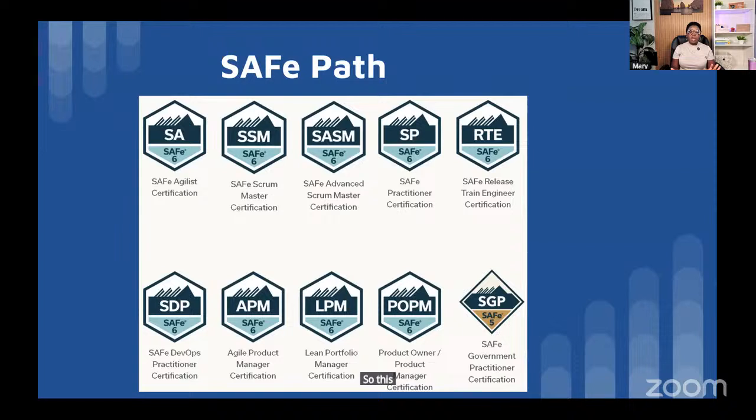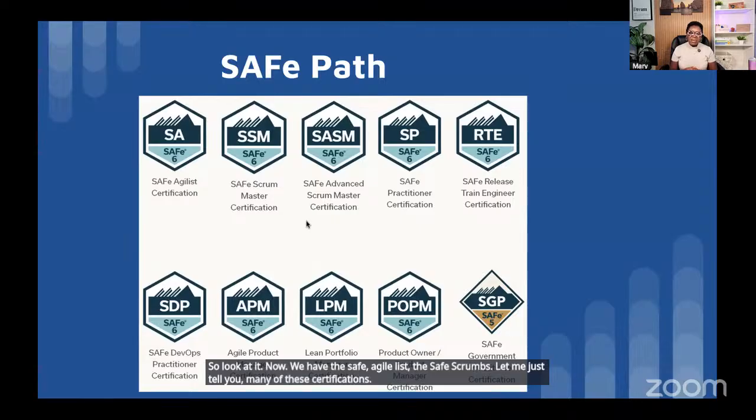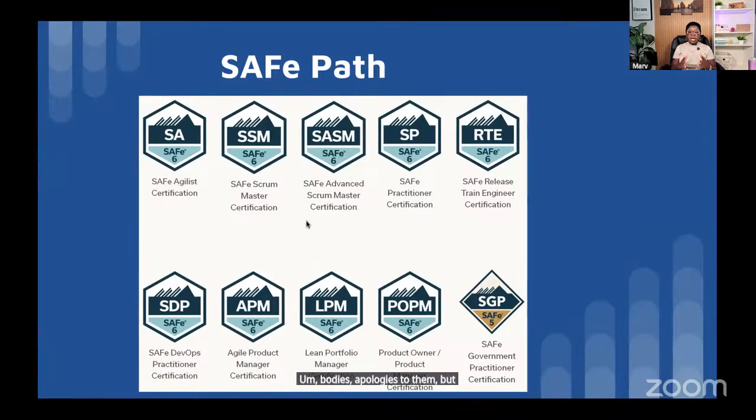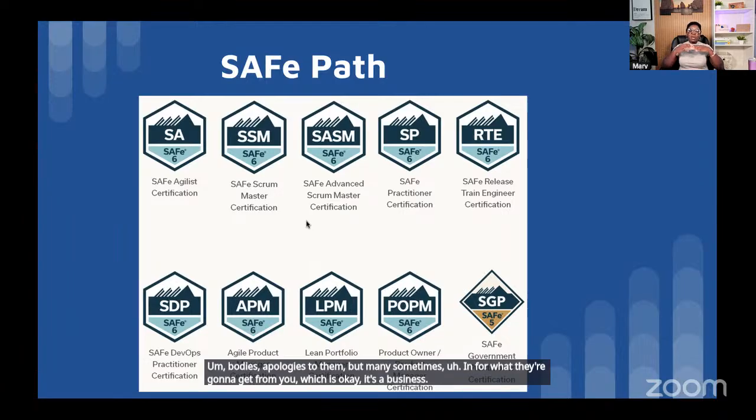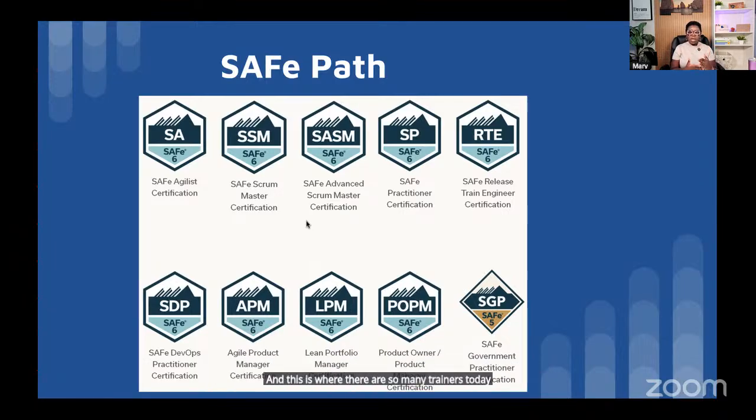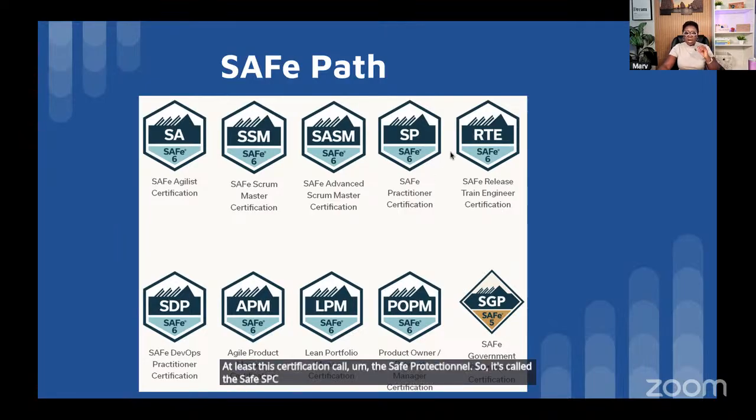So this is the SAFe path for anyone trying to understand what the path looks like. So look at it. Now, we have the SAFe Agile, the SAFe Scrum. Let me just tell you, many of these certification bodies, apologies to them, are sometimes in it for what they're going to get from you, which is okay. It's a business. And this is why there are so many trainers today. Before you can train anyone for all of these certifications, you need to take at least a certification called the SAFe Practitioner, the SAFe SPC. Once you have the SAFe SPC, you have the license to give people the starting certifications.